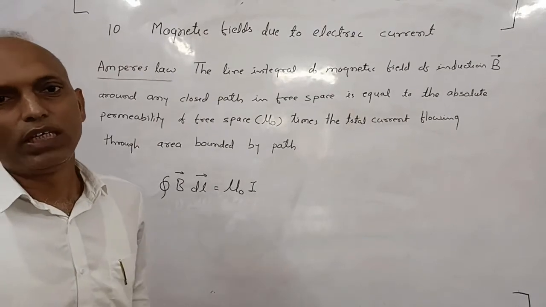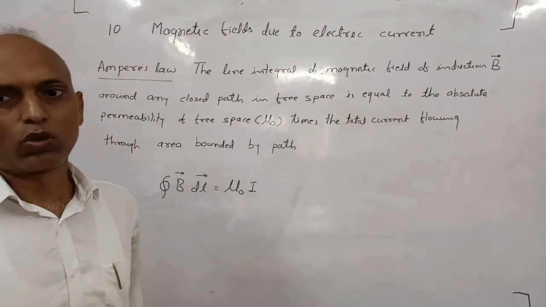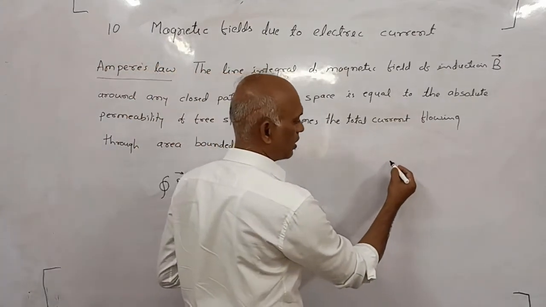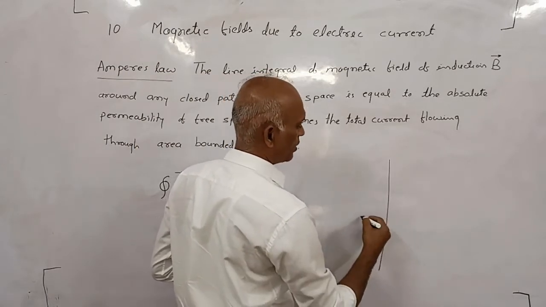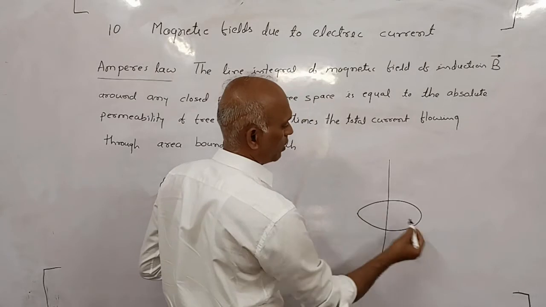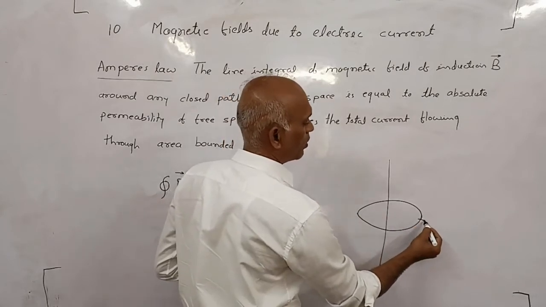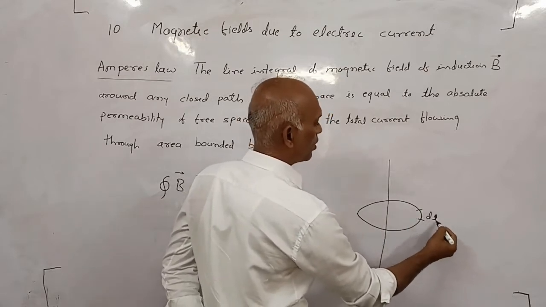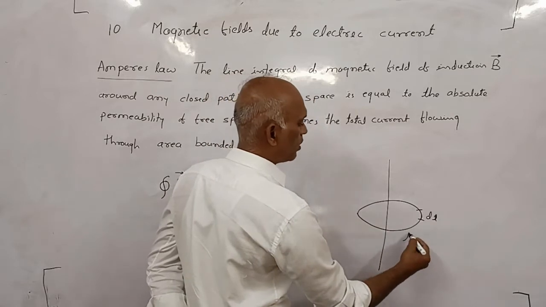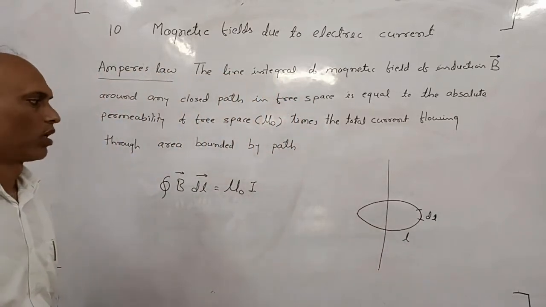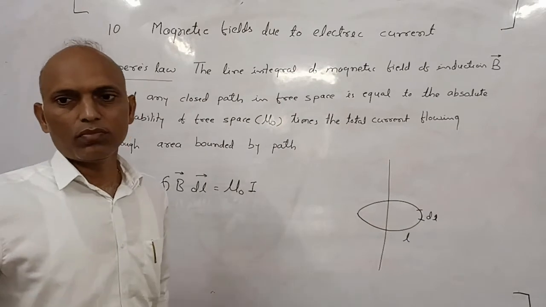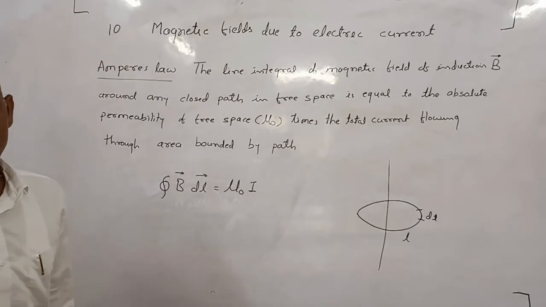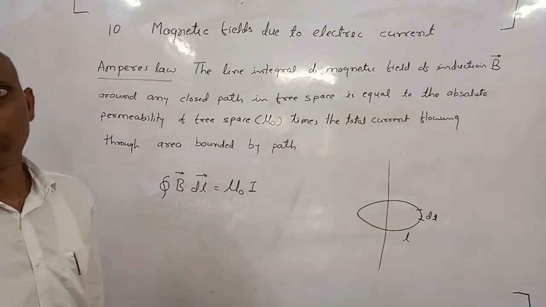In Ampere's law, we imagine an Amperian loop, that is a closed curve around a current carrying conductor. Consider that this is the conductor, and if we trace an Amperian loop, it should be something around this one. So this is the dl. This is a small part of the entire loop, and the entire length of this Amperian loop will be L. The choice of Amperian loop is according to our convenience, depending on the symmetry of the problem.